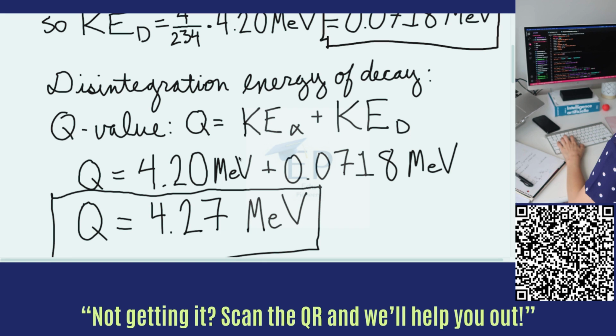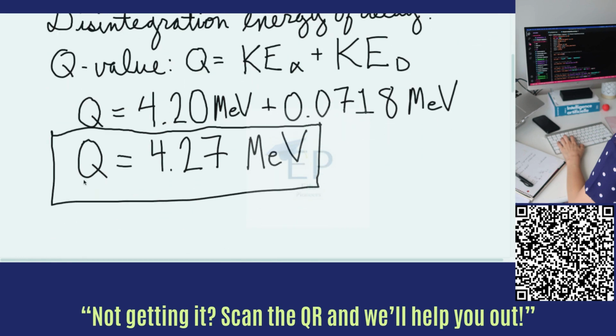All we have to do is add those together, 4.20 mega electron volts plus 0.0718 mega electron volts. And that leaves us with a Q value of 4.27 mega electron volts. That concludes our problem.